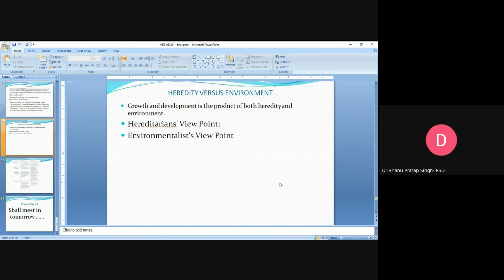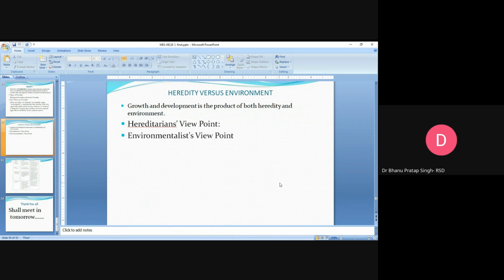So, heredity versus environment. We are discussing that various educationists, thinkers, and psychologists have defined that both are important. One says heredity is the important factor for growth and development, and the other says environment is the important factor for the growth and development of the child. But growth and development is the product of both heredity and environment, because both are important factors for the growth and development of the child.